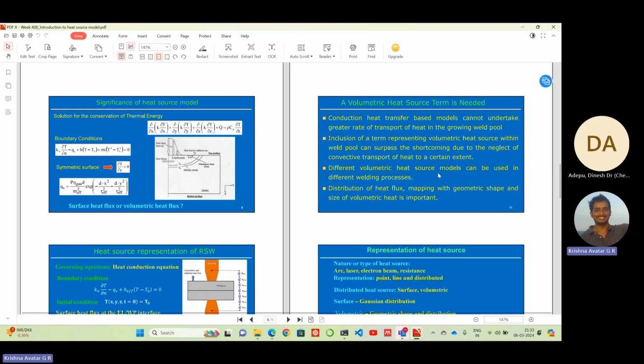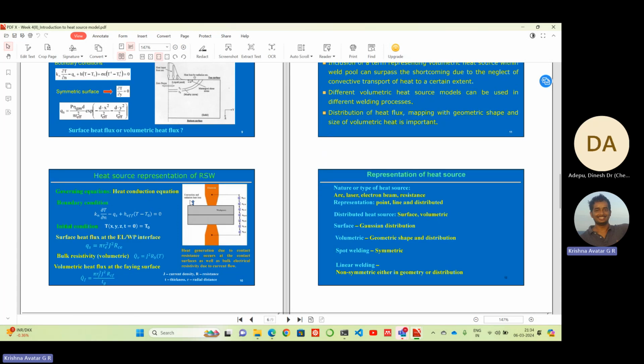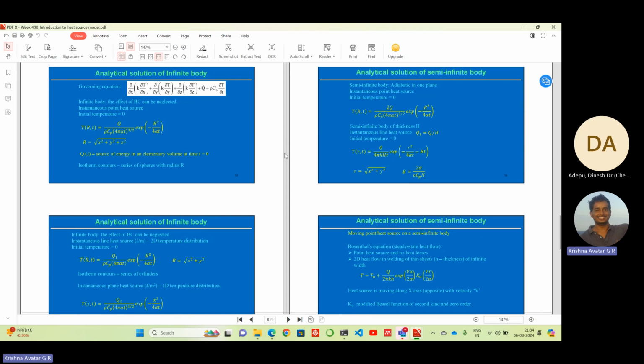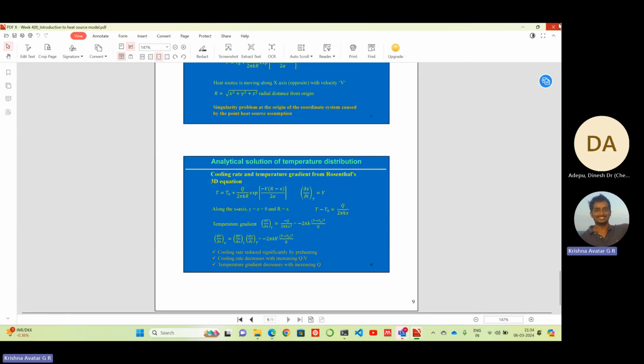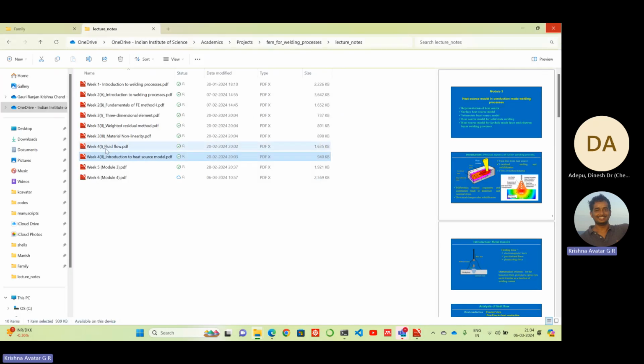Then different volumetric heat source models can be used in different welding processes. There is a distribution of heat flux, and mapping with the geometric shape and size of the volumetric heat is important. So that is what is necessary. These things contain some analytical descriptions, which we'll leave for today. We'll come to the particular different types of approaches that have been done.